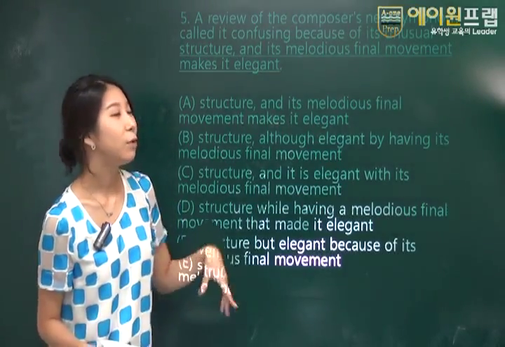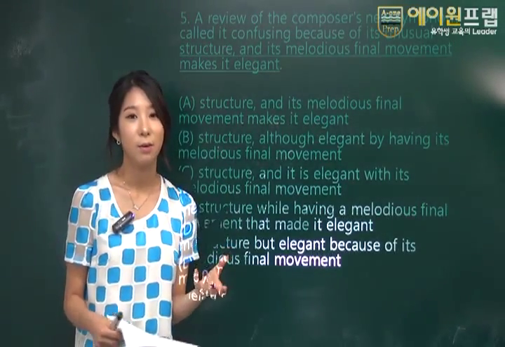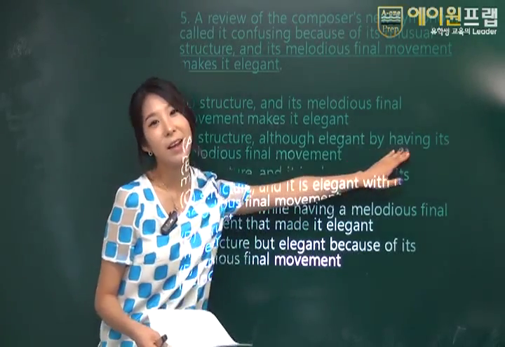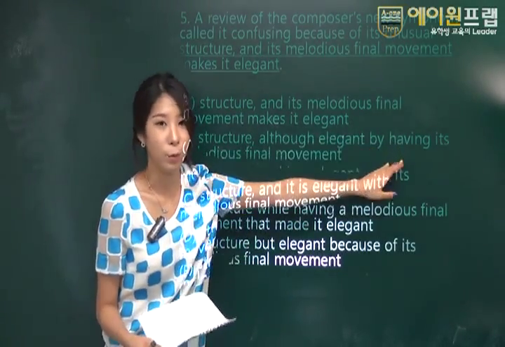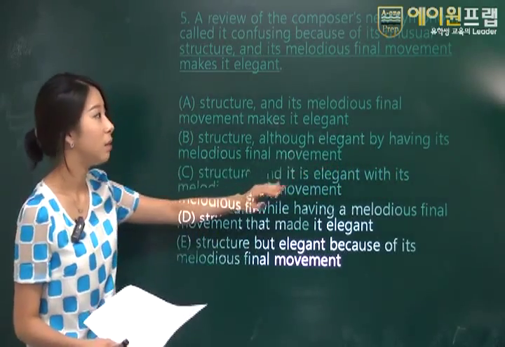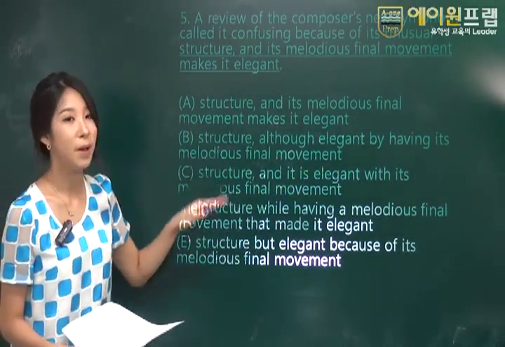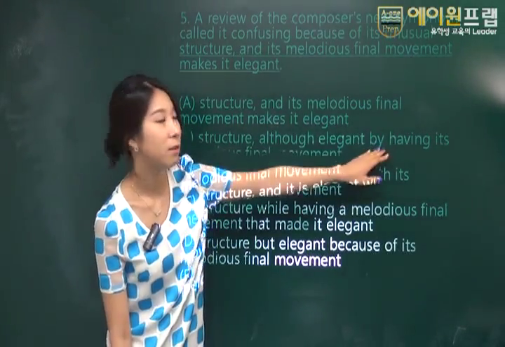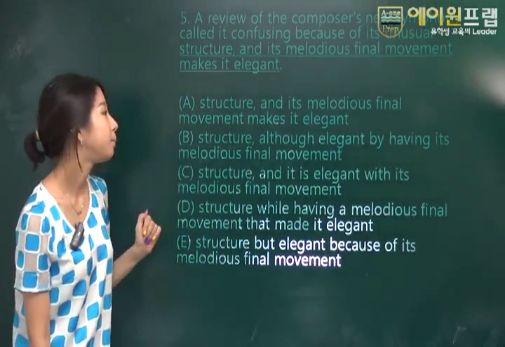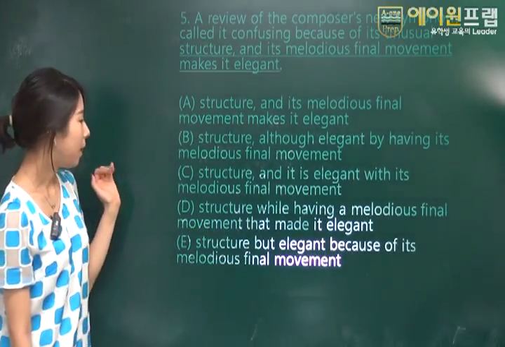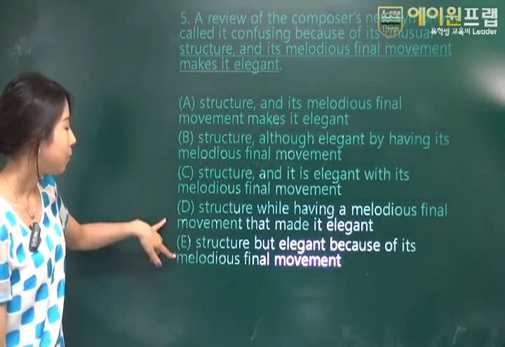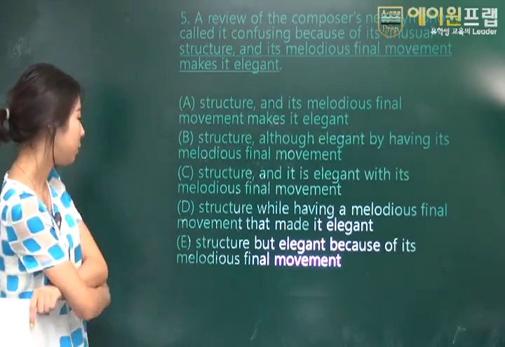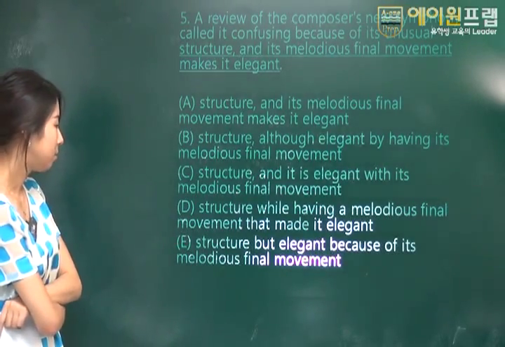So even in our everyday conversation, by having makes the sentence really awkward and wordy. So avoid that, and it's always bad. It's always a bad option whenever this comes up as an option in the SAT 1 exam. So take B out, and we're left with D and E, right? So structure while having a melodious final movement that made it elegant.